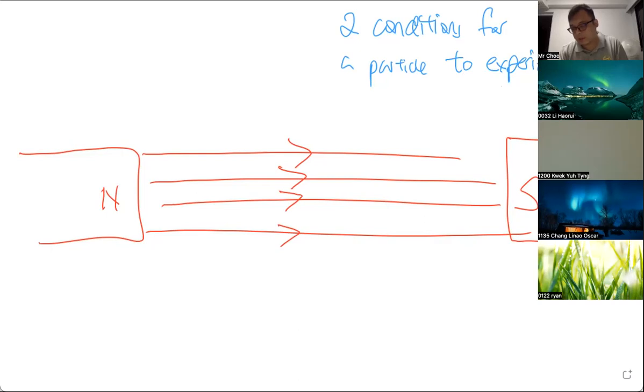Okay, so we're talking about a particle experiencing a force. So what are the two conditions? Can you all talk about this? In this whole example, there is no wire, there is no current. So what are the two conditions that allow any particle, it can be anything, to actually experience a force?